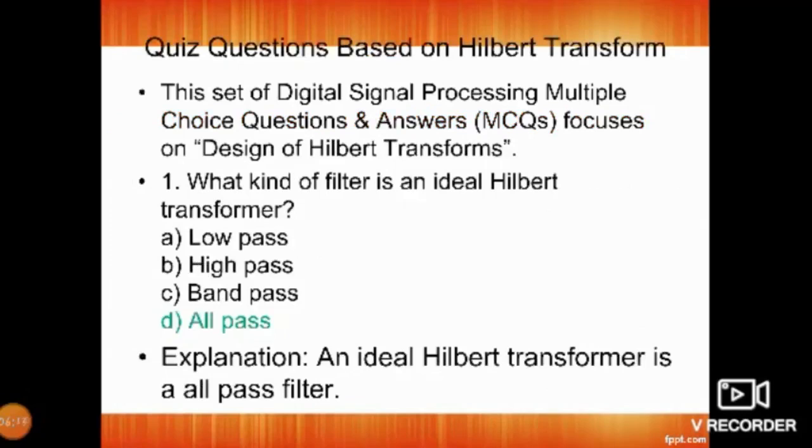So one question is: what kind of filter is an ideal Hilbert transformer? Low pass, high pass, band pass, all pass. The answer is all pass. The explanation of this question is that an ideal Hilbert transformer is an all pass filter. This is one basic important quiz question.